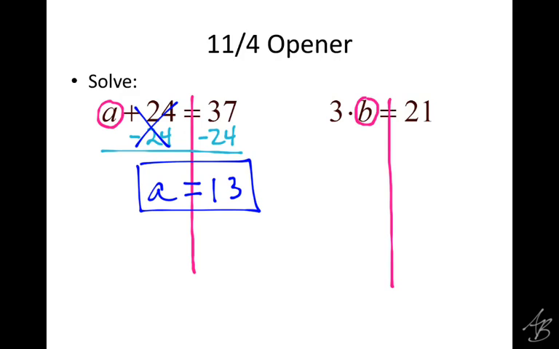When you're doing division, just make it simple and use a fraction bar. That's all you have to put for division. So fraction bar with a 3 underneath it, fraction bar with a 3 underneath it. So we're dividing by 3 on both sides. 3's cancel on the left, leaving what? B. On the right side, 21 divided by 3 is? 7.